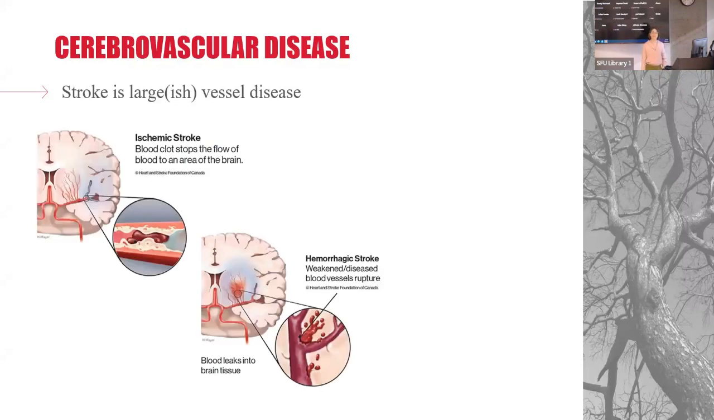There's two major subtypes to stroke. Stroke can be caused by either a clot, which is an ischemic stroke, or a bleed, which is a hemorrhagic form of stroke. And ischemic strokes make up the vast majority of strokes. About 90% of stroke events are ischemic.